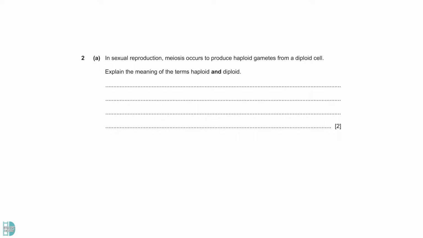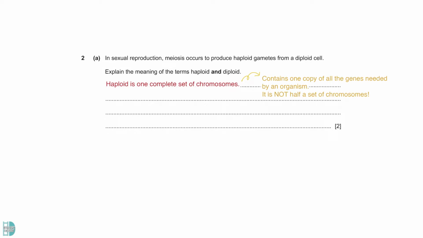2A wants you to explain the meaning of haploid and diploid. Haploid is one complete set of chromosomes. It contains one copy of all the genes needed by an organism. Do not say that haploid is half a set of chromosomes.